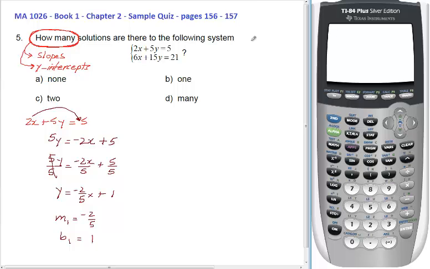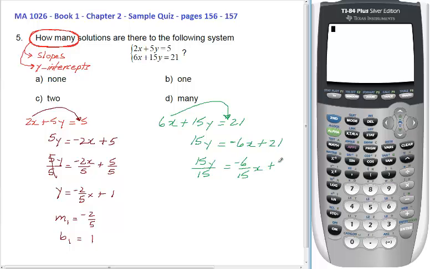We take the next equation in the system, and we're going to do the exact same thing. We're going to solve for y. So we bring this over, and remember what happens to it: it changes to negative, and the plus moves over to 21. So the only thing that changes sign is the x term. Everything else stays the same. Now you're going to divide everything by the coefficient, which is 15. So we divide every term by 15 and then reduce where possible.